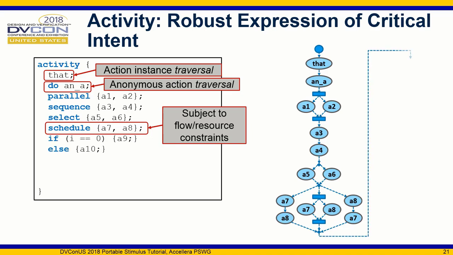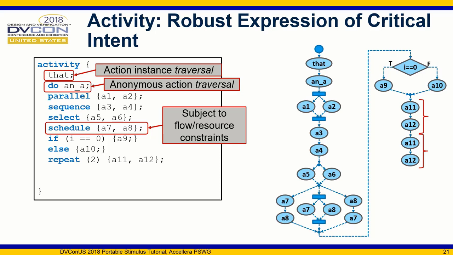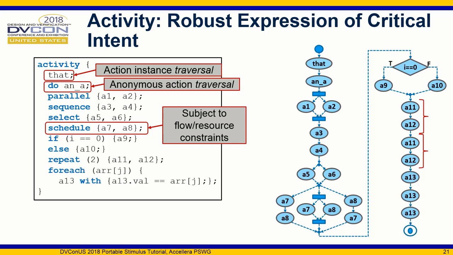I can do if-else. So I can do an if that something happened in the system, right? I can have data reactivity and make decisions. I can repeat. Now I've shown it here. It looks like I've unrolled the loop. We don't actually do that. It's just a way of making it easier to draw. And we also have for each. So for each element of an array, we can do certain behavior, right?